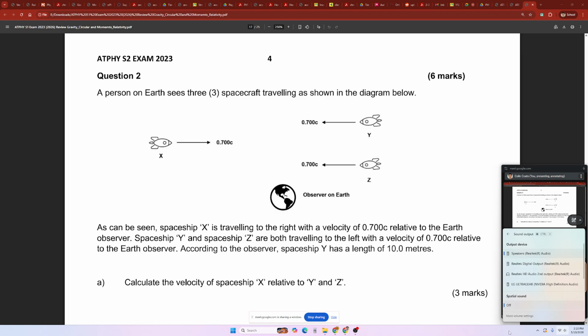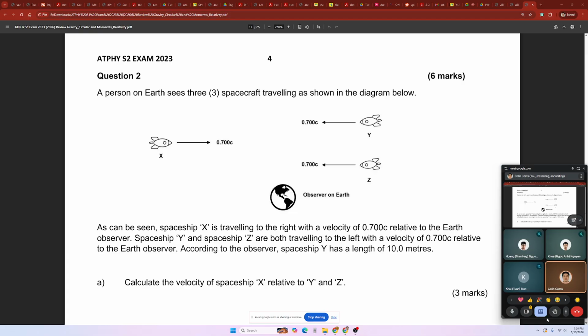Okay, so if everybody can hear me well, we're going to get started. Just give me a thumbs up if you're ready and you can hear me clearly. Okay, so we're going to start on this first problem, which deals with relativistic velocity.